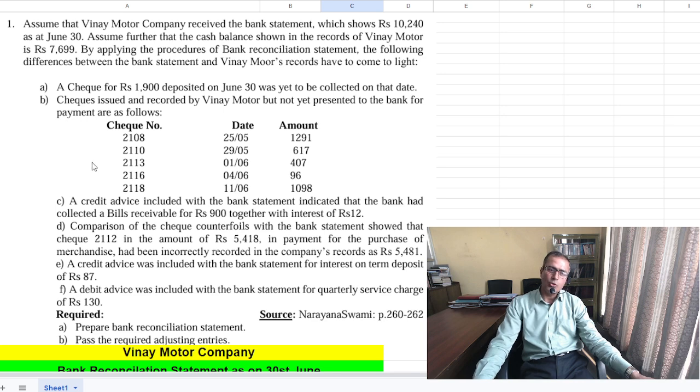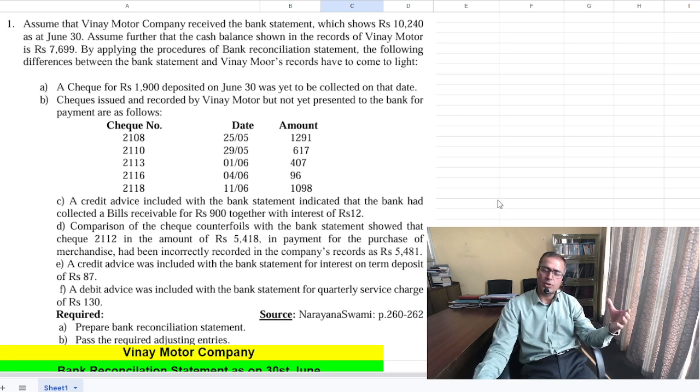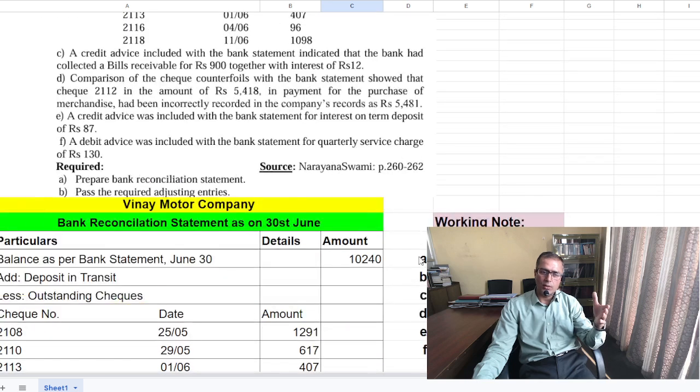Now, you are given different cases. Case A is that a check of 1900 deposited on this date was yet to be collected on that date. That is the case of deposit in transit: a check sent for depositing but not yet deposited, right? So you could start with the format first of all, right?